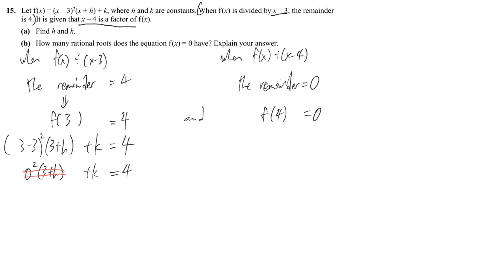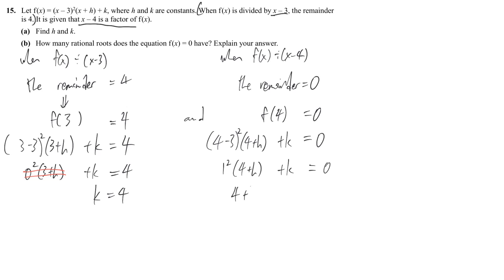Some of you will easily think it's still 3 plus h. It looks like you're multiplying by 1, but don't repeat the same mistake, please. So they tell you that k is just equal to 4. And for a similar reason, on the right-hand side we do the same thing. (4 minus 3) squared times (4 plus h), plus k is equal to 0. So this is 1 squared times (4 plus h) plus k is equal to 0. So 4 plus h plus k is equal to 0.